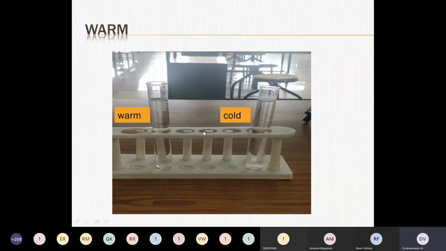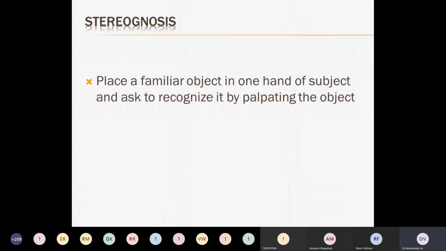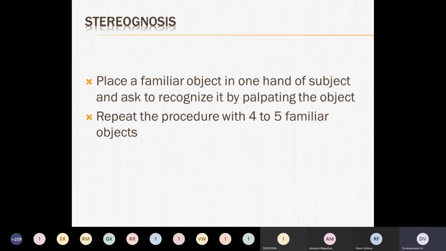Next, we are going to move on to stereognosis. Stereognosis is the ability to identify familiar objects. What you have to do is keep one familiar object in one hand of the subject, for example an eraser, and he has to close the eyes. By feeling it, by palpating it, he will tell you what the object is. Later you will repeat with a keychain or some other familiar object. Don't give unfamiliar objects. The subject should know this is the rubber.